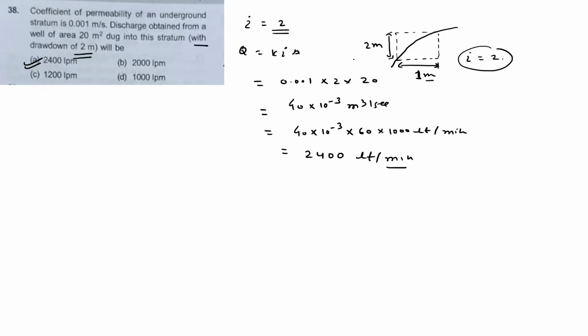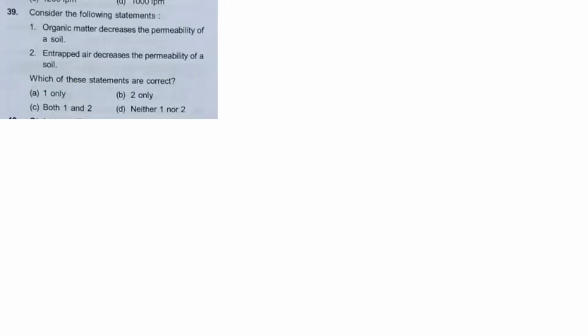And the surface area of well is this peripheral surface area. Okay. You take this surface area. This is 20 meters squared. So this is A. I given, K given. So you can calculate Q. Simple. This is 2400 liter per meter per minute. Okay. So question number 38. Now question number 39.